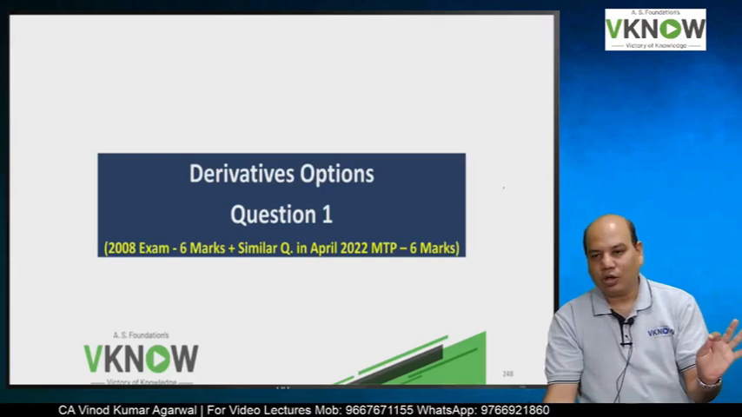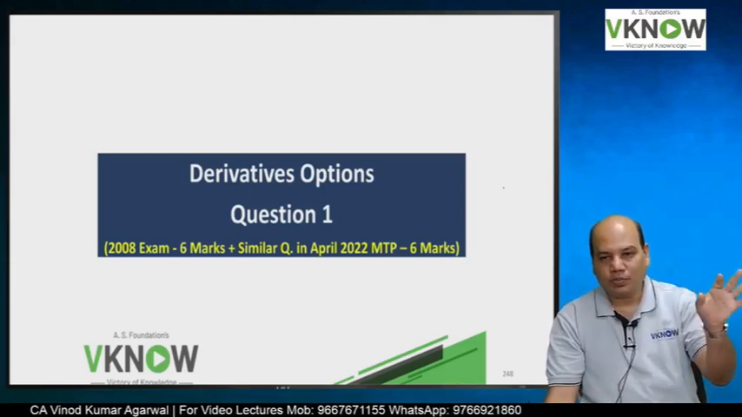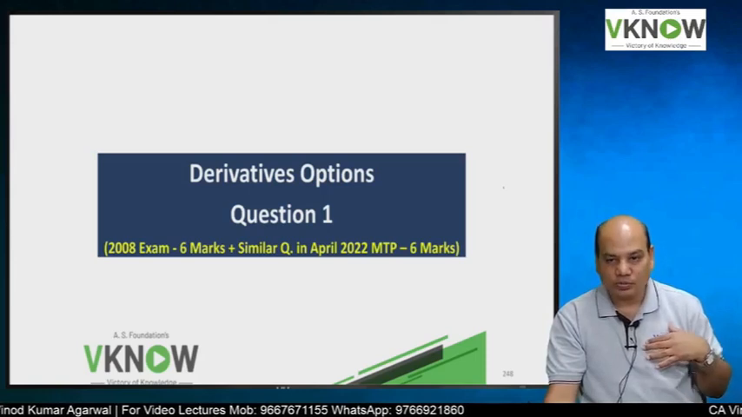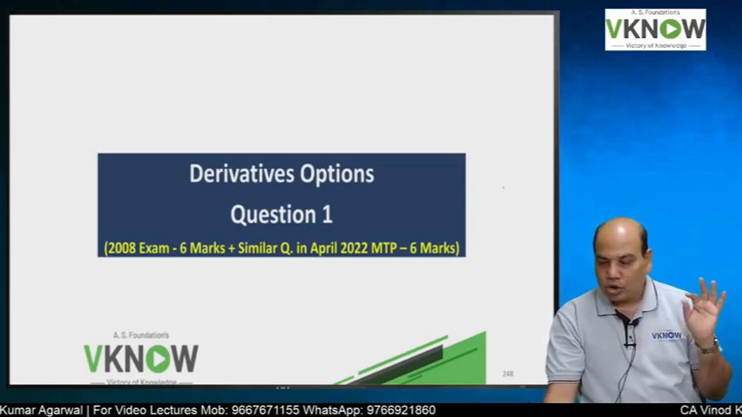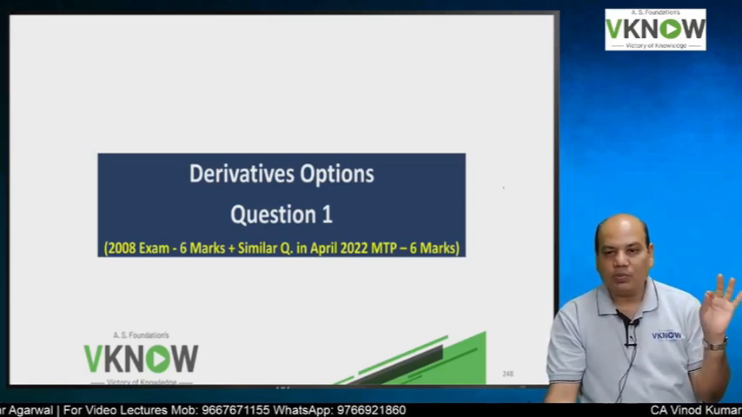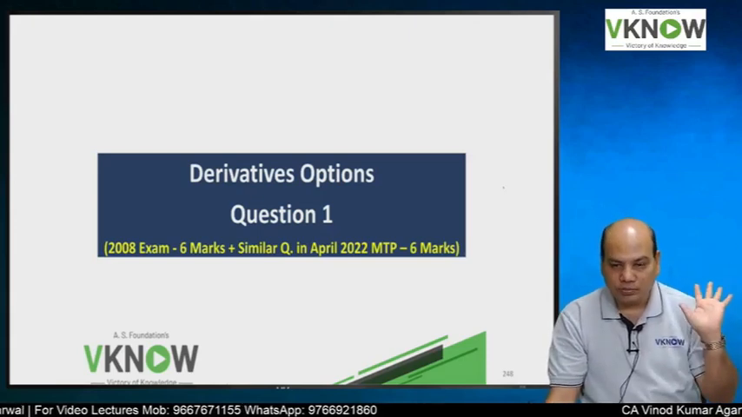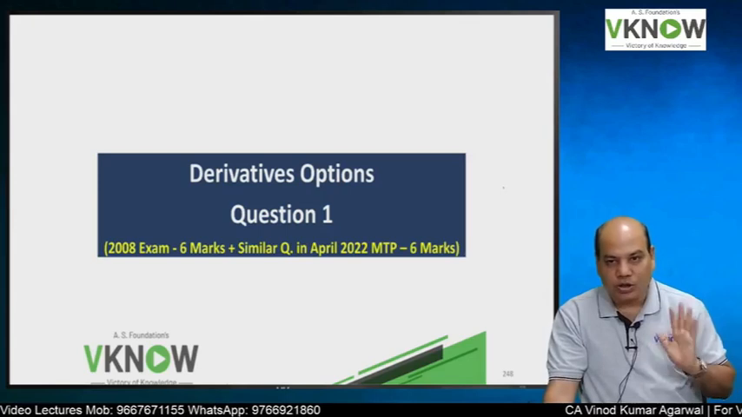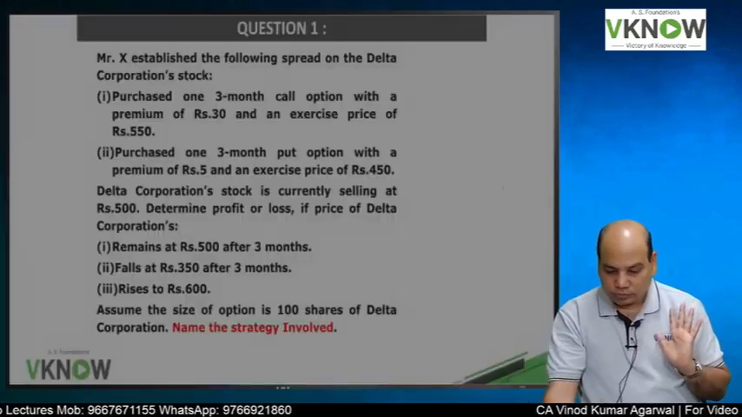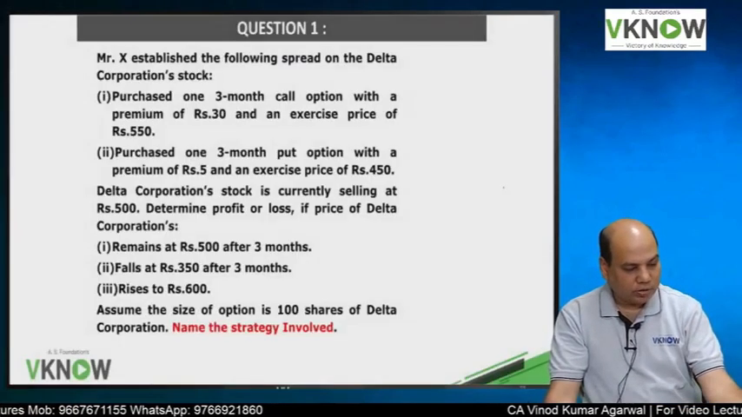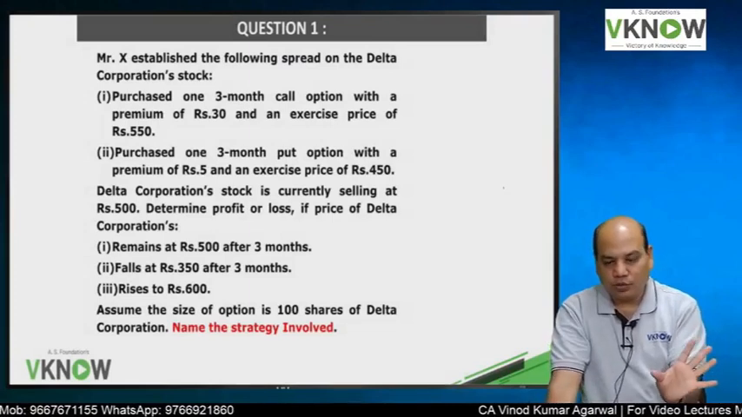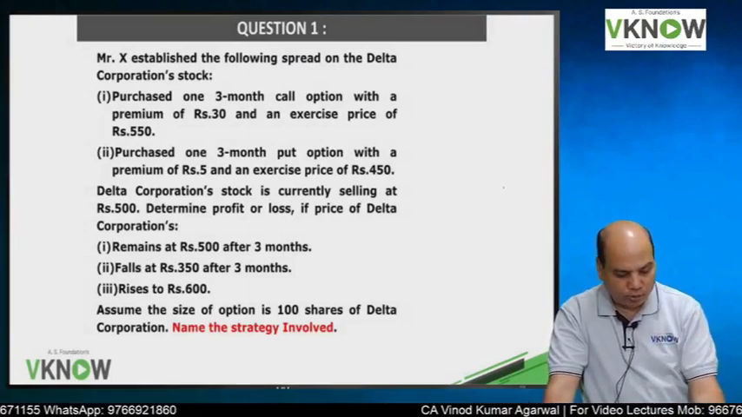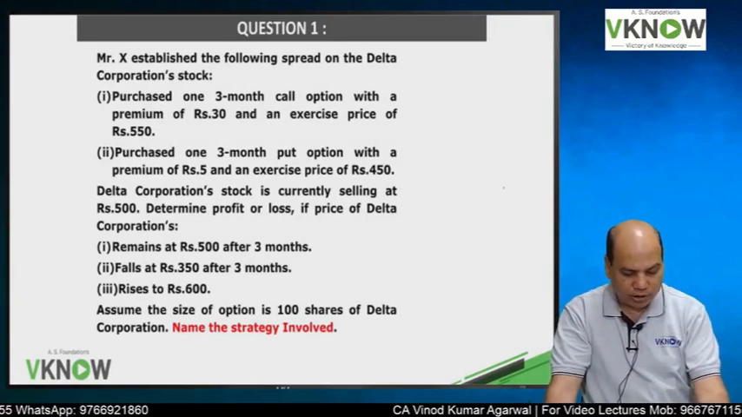When you are buying a call option, you are expecting price will go up. When you are buying a put option, you are expecting price will go down. Is it right? So the holder of a call option will make profit when the price goes up. The holder of the put option will make profit when the price goes down. So on that ground, we'll solve a small question which will give you an idea about call and put option, how call and put option profits are calculated.